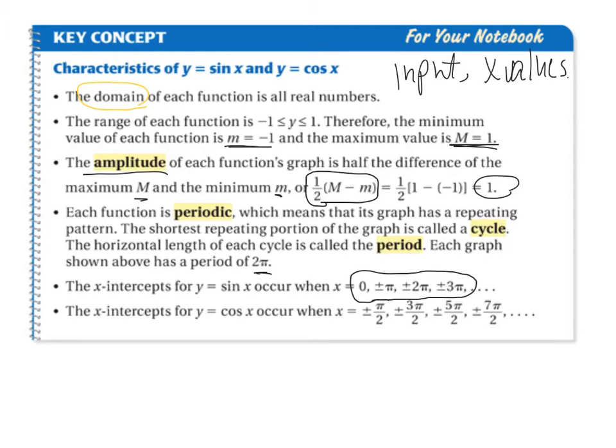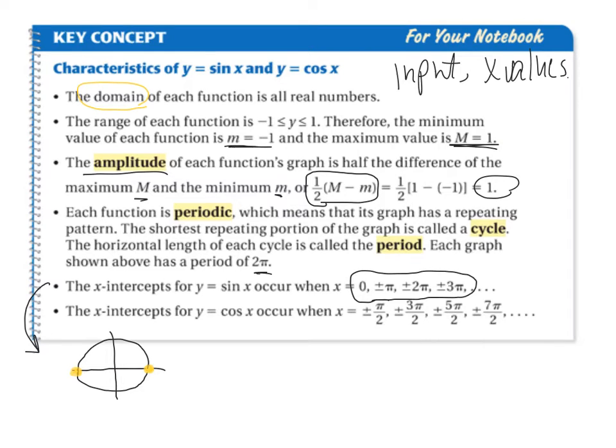The x-intercepts for y equals cosine x occur at the 90 degrees. Okay. So if you think about the unit circle, if I talk about sine for a second, sine is my y values on the unit circle, right? Where is y 0? Well, y is 0 here and there. So if I have my unit circle, I know where sine is 0.